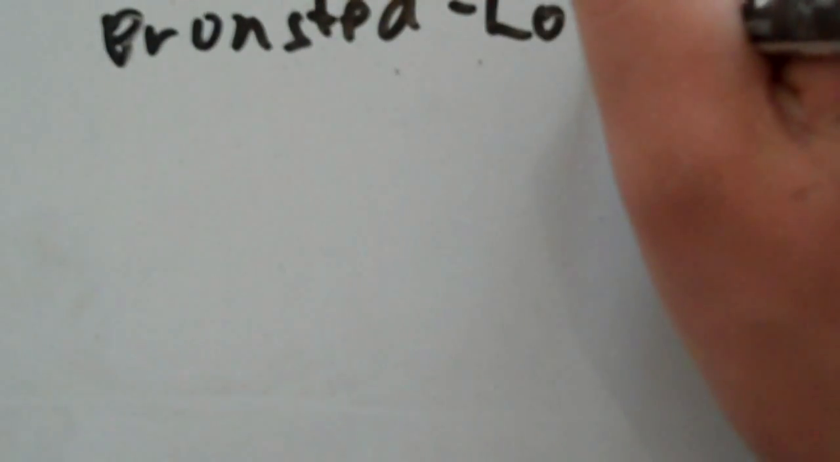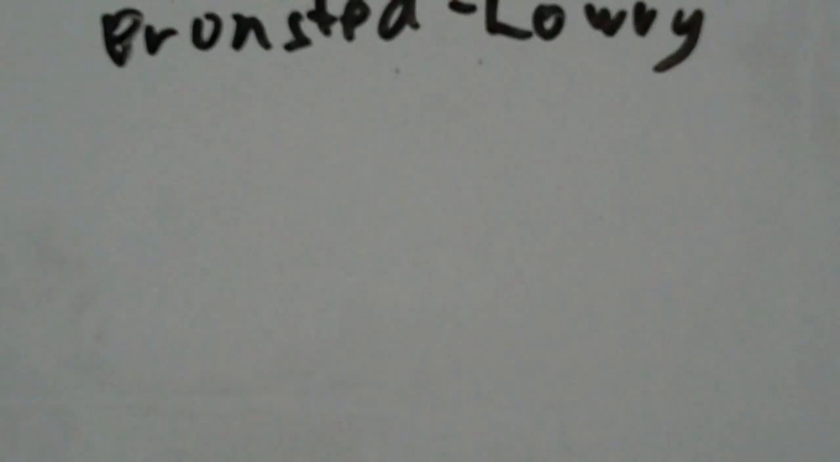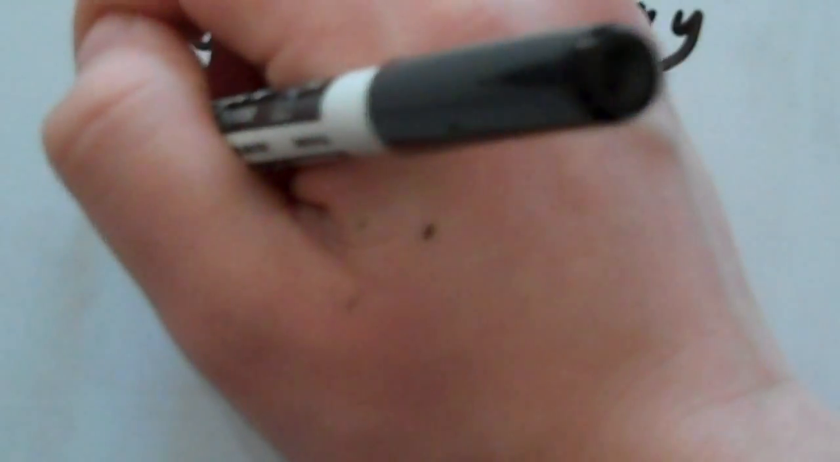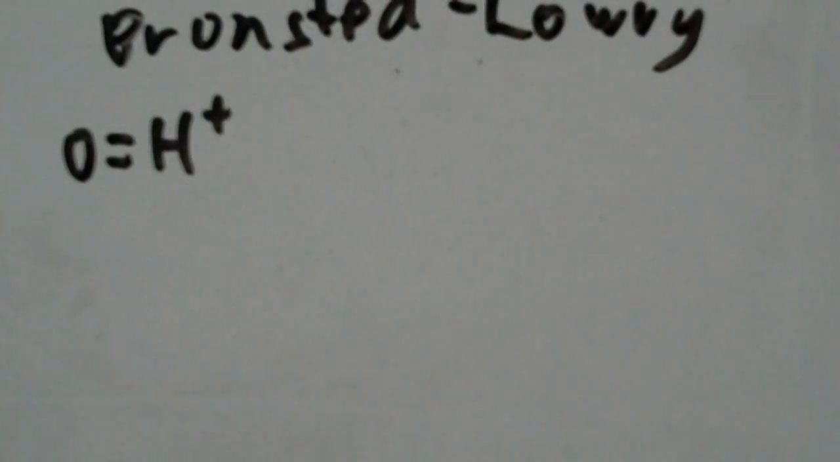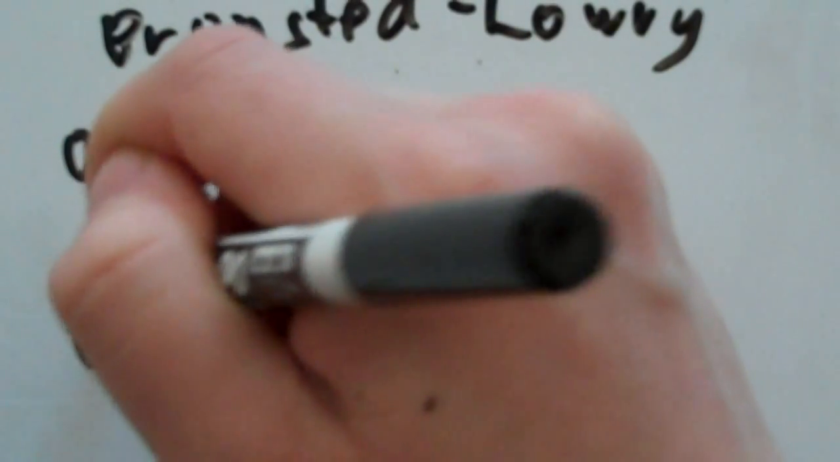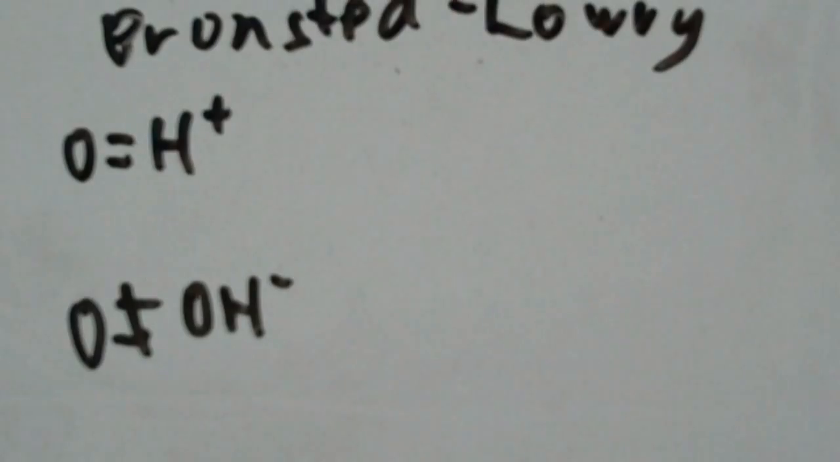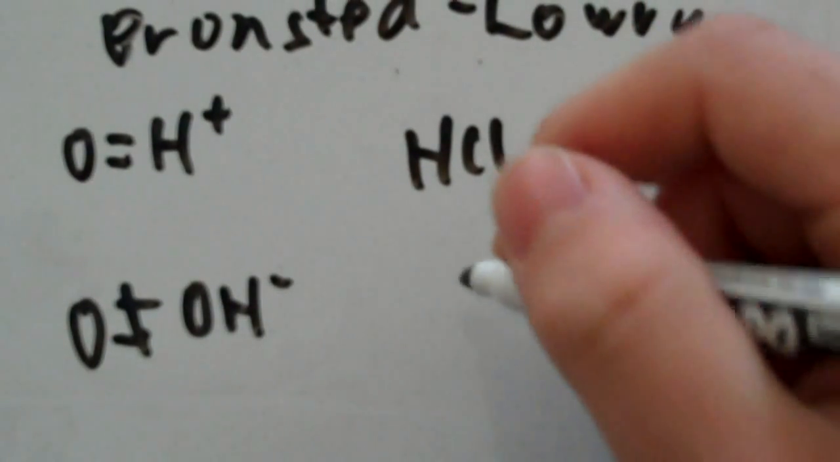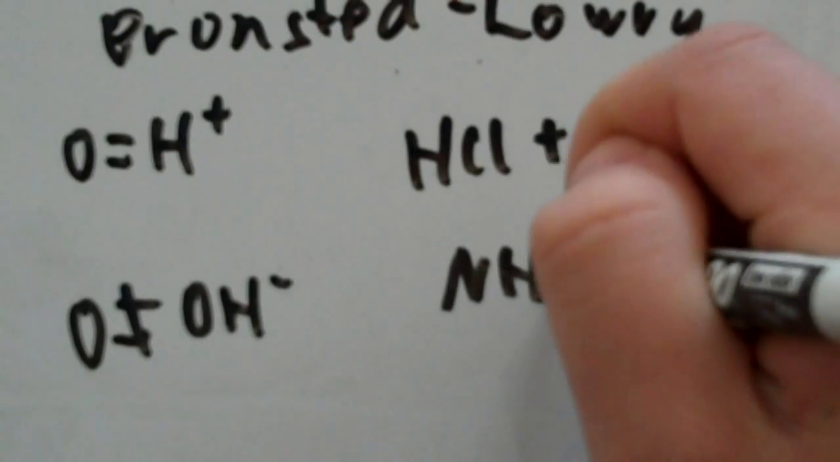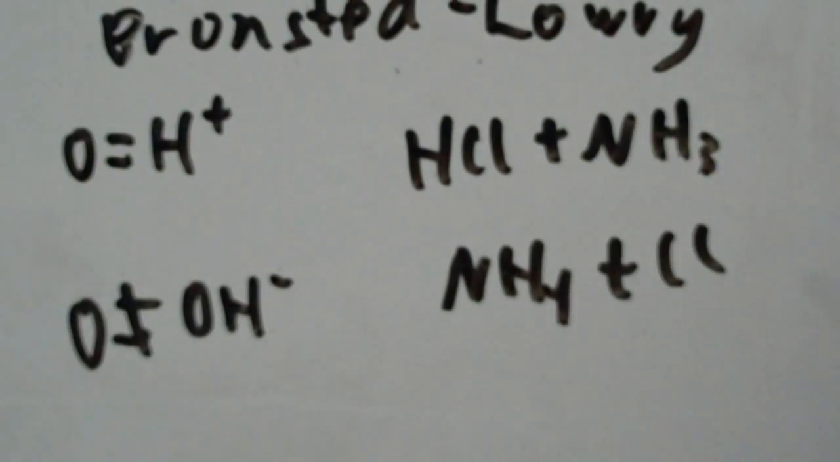Now, the second definition is Bronsted-Lowry, and this doesn't actually contradict Arrhenius, it just expands upon it. And it says that an acid is anything that donates protons, which is, a proton is basically a hydrogen ion. And then a base is anything that accepts protons, which does not necessarily mean it has to have a hydroxide ion. For example, let's say we have hydrochloric acid again, and then NH3, or ammonia, and this would give us NH4 plus Cl, which would actually be atomic, so we'd have 2, but I'm not going to worry about getting to that.